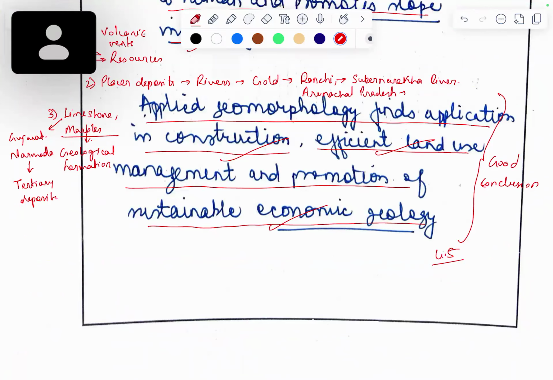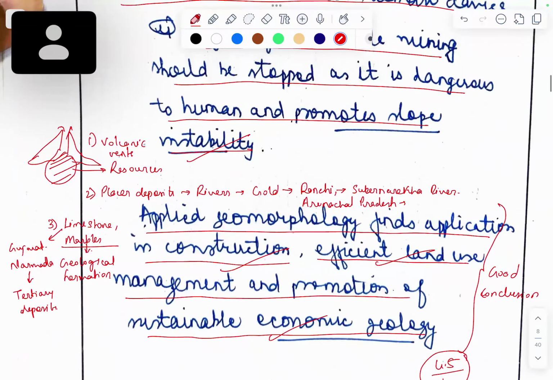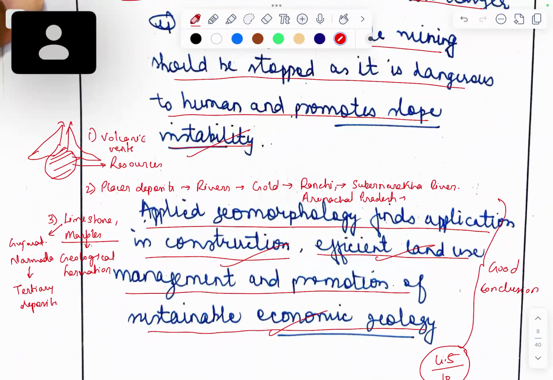But sir, how will we relate this to sustainable resource management, like limestone, placer deposits, volcanic vents? How will we relate it to sustainable resource management? See, wherever mining is taking place, mining is an activity which results in the degradation of land. Now we have to make this mining activity quite sustainable.